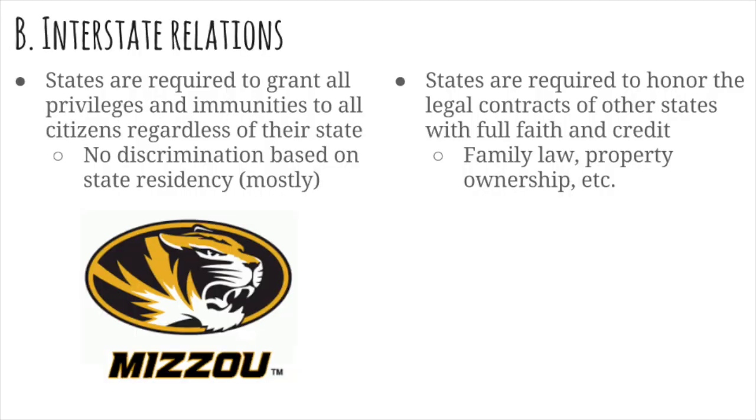Now to move on to interstate relations. That's just the idea of how do states relate to one another. States under the Constitution are required two things. Basically, they're required to grant all the privileges and immunities that they give to their own citizens to the citizens of other states. So they can't discriminate based on what state you're from, mostly, with the exception of a few things that maybe we pay for, like tuition to go to universities. But even then, they're fairly limited.